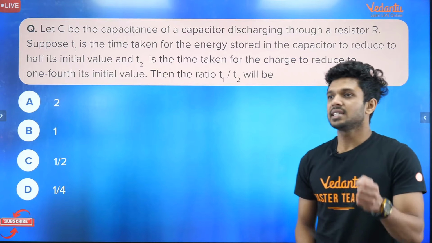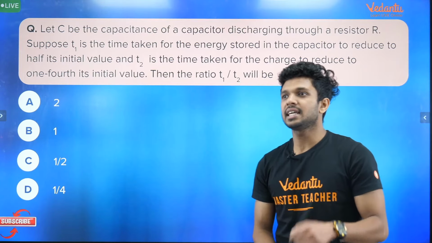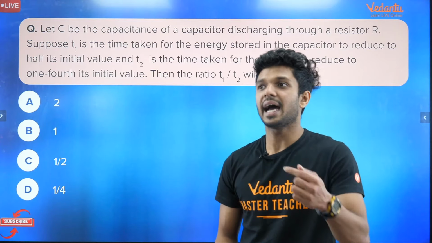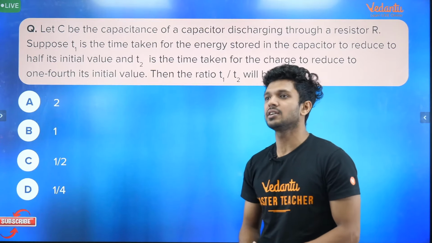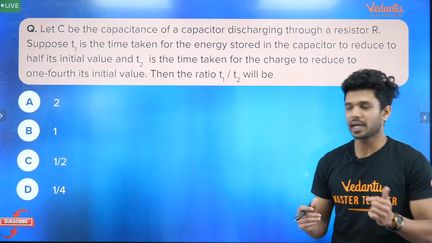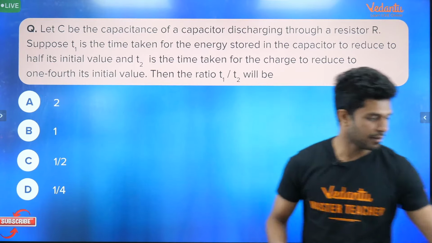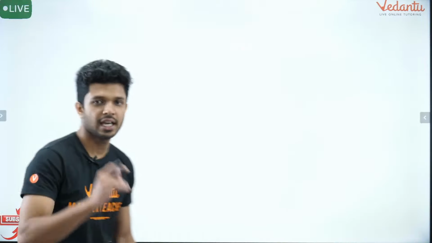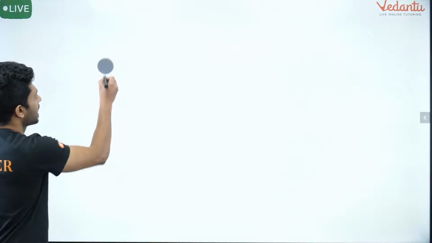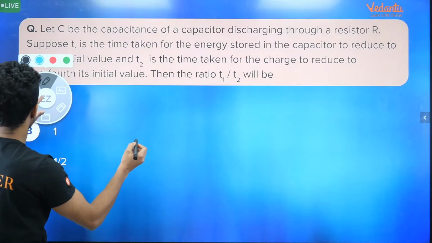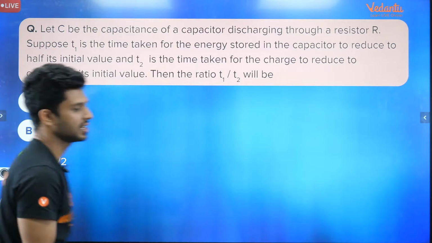Then T1 is the time taken for the energy in that capacitor to reduce to half its initial value, and T2 is the time taken for the charge to reduce to 1/4 of its initial. Find T1 by T2. So first I have to explain the theory, then only you will be understanding it. Okay, listen to this particular part. I don't know how many of you are very comfortable with this theory or have already done this particular theory.